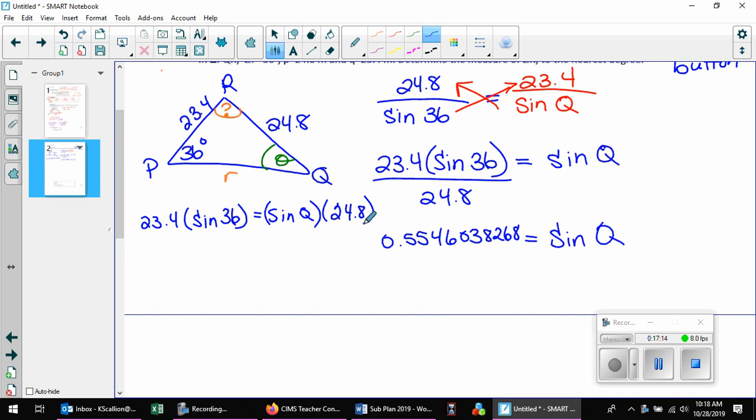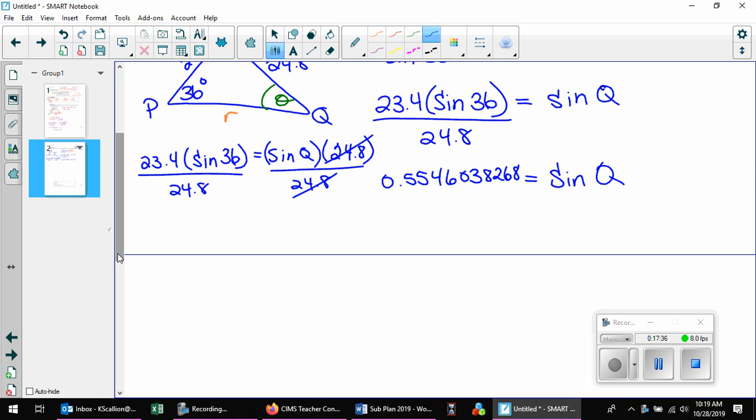Right, so I want to isolate that sine Q. So I'm going to divide this side by 24.8, and I'm going to divide this side by 24.8. Those will cancel each other out, and I'll be left with that. All right, so in my calculator, and you don't have to write this stuff down, I write it down in my notes so that when I go back and look at it, I remember what I did. So I'm going to do sine -1.